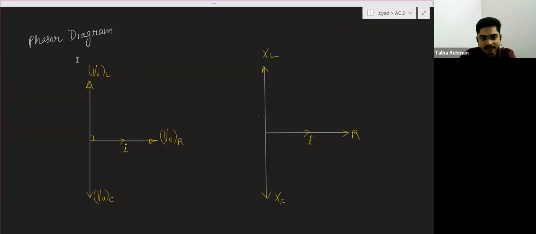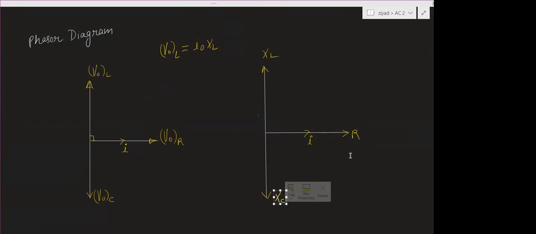This is your voltage. So just a minute, how I have written this thing here, because you know that V naught L is equal to I naught into XL. So you can say that I naught will be the constant value. So V naught is directly proportional to XL. So instead of V naught, we can draw the phasor diagram with XL. Same is the case for XC. Same is the case for the resistance.